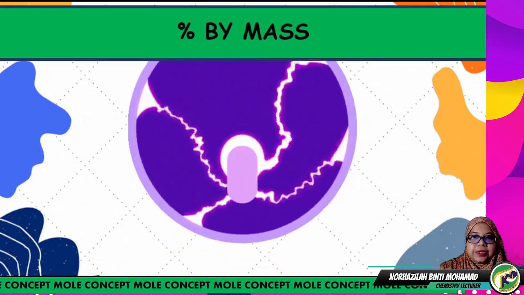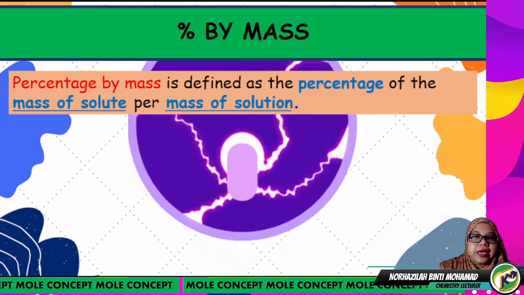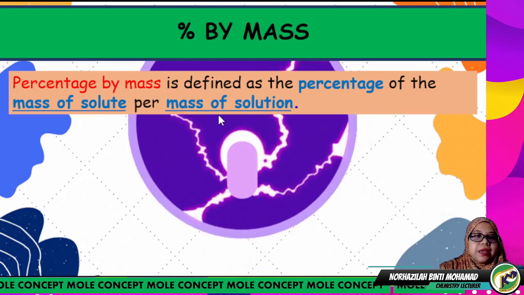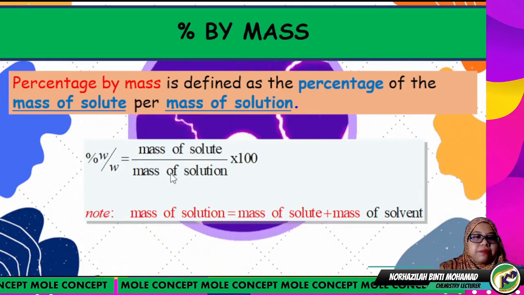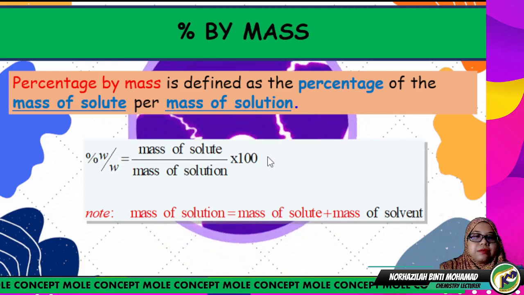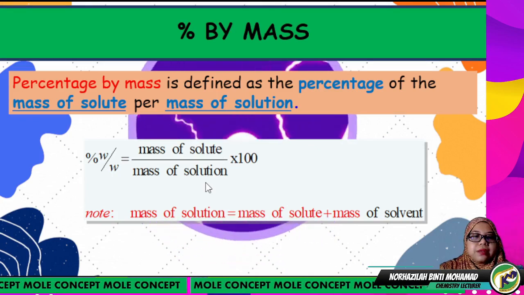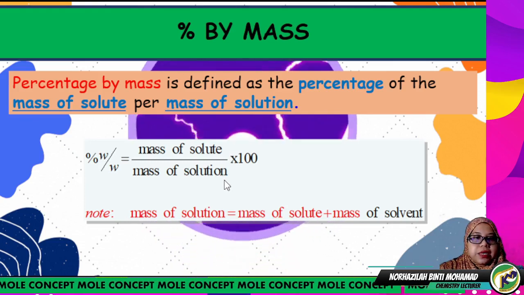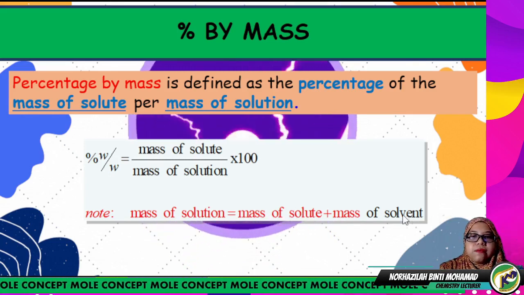How about percentage by mass? Percentage by mass is defined as the percentage of the mass of solute per mass of solution. So the formula is mass of solute divided by mass of solution times 100. The mass of solute and mass of solution must be in the same unit so that we can cancel the unit. Note here, mass of solution is always equal to mass of solute plus mass of solvent.